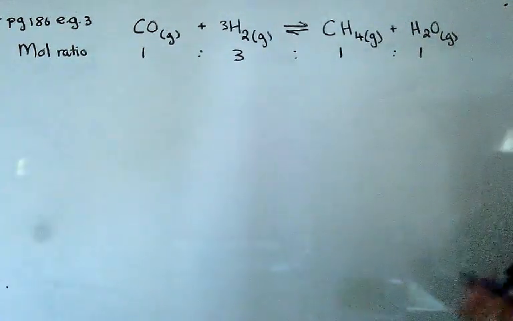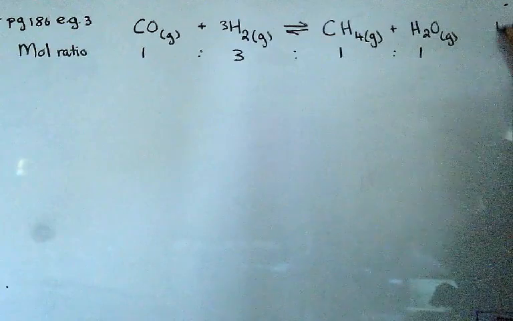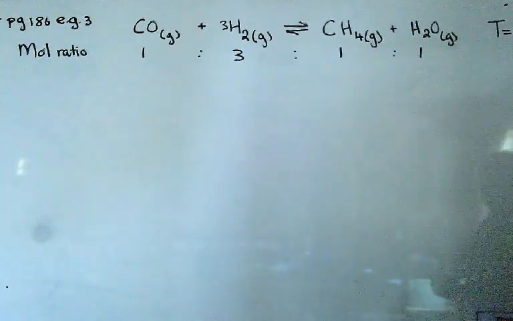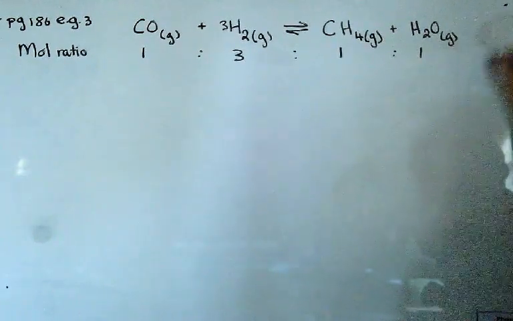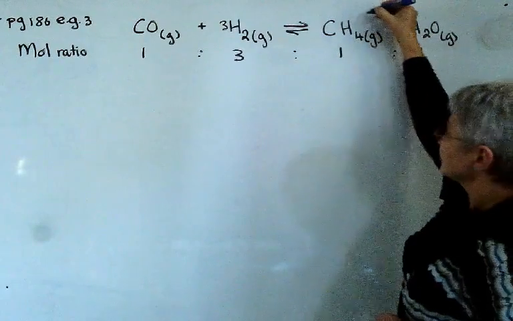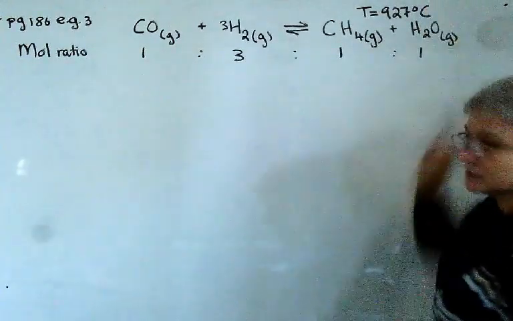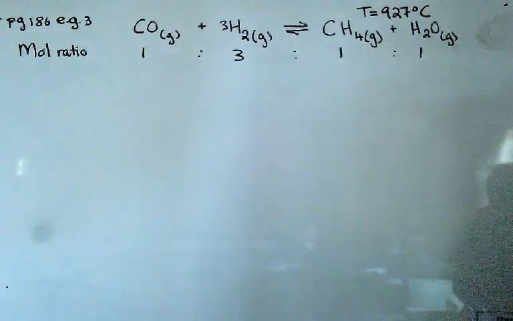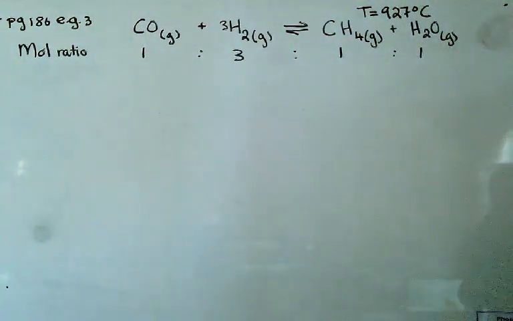Okay. They don't say anything about the forward reaction being exo or endothermic, but they tell us that the temperature is 927 degrees Celsius. So they tell us what the temperature is. They also tell us that at equilibrium we have 0.4 mole per cubic decimeter.